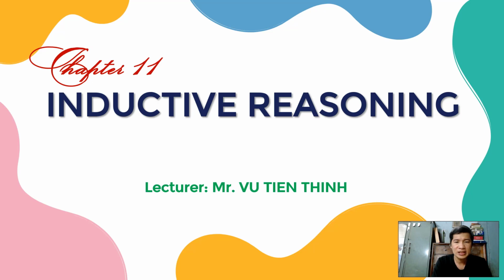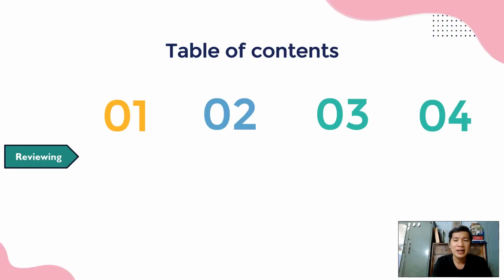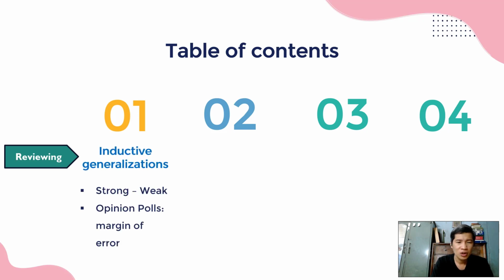Then what do we focus on today? What are the main issues? We have four main issues. First, we'll talk about inductive generalizations. This is very important. I'm going to focus mainly on this part. We talk about the idea of strong arguments, weak arguments. We also come to the idea of giving opinion polls and the margin of error as well.